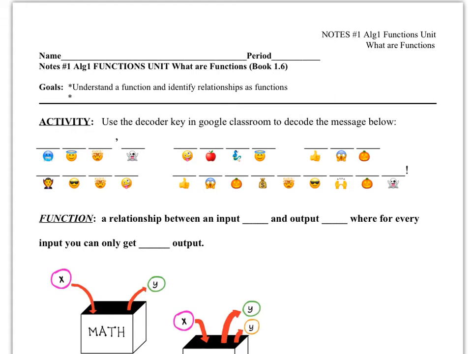So first, we're going to do a little activity, and if you go into Google Classroom in the calendar, you'll find a decoder key, and so I want you to pause the video and use the decoder key to decode the message that you see here. Press play when you're ready to check your answer.